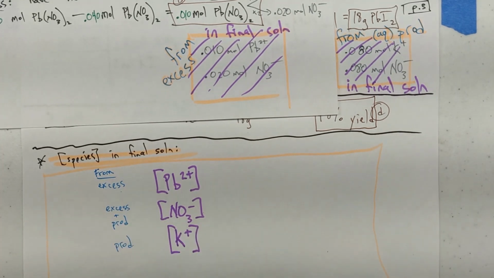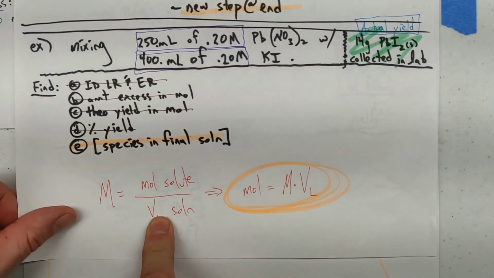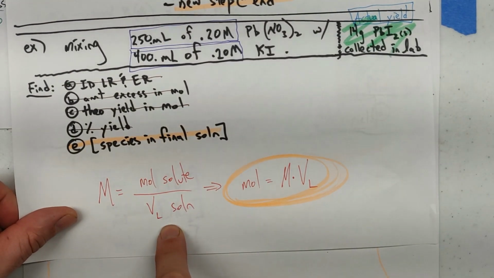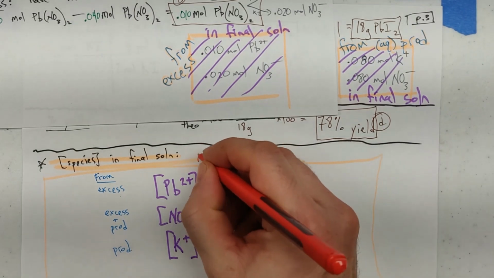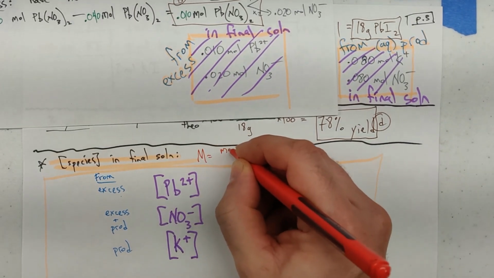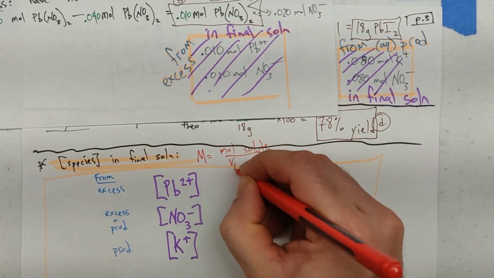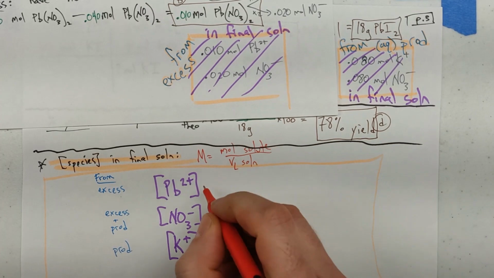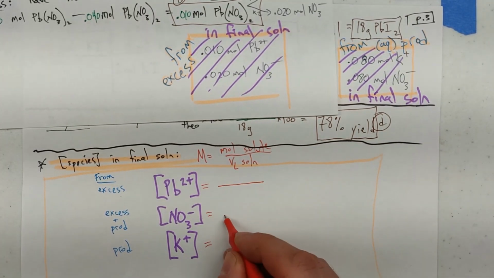And you may recall concentration, we already mentioned, is going to be calculated as a molarity, which is moles of our solute over volume in liters of our solution. So let's write that equation. Our molarity is moles of our solute over the volume in liters of our solution. So each of these, we're going to have to do that calculation.